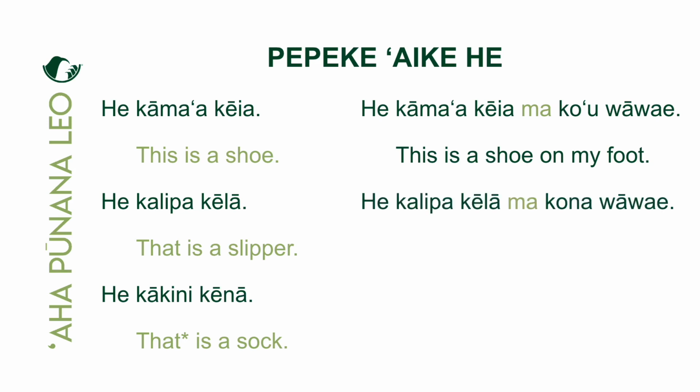Okay. Now we can take he kalipa kela and lengthen it. He kalipa kela ma kona wāwae. He kalipa kela ma kona wāwae. Right, okay, so that's a slipper. And where is this slipper? Ma kona wāwae. That is a slipper on his foot. Or it could be that is a slipper on her foot.